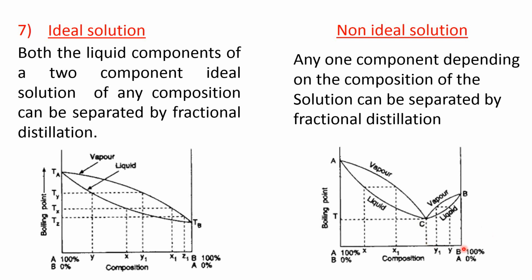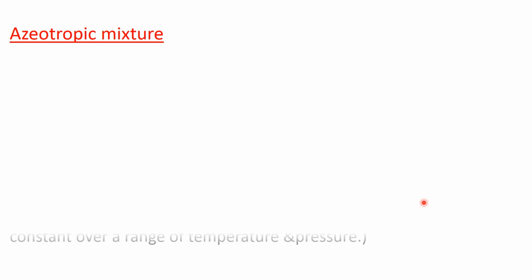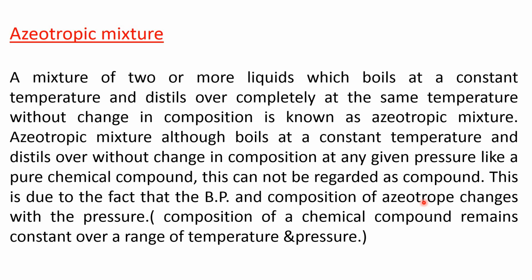Similarly, if you take any composition between B and C, then by fractional distillation the distillate will be Y1, that means close to C. If you repeat it, you can separate C as distillate and B as pure liquid. But A and B at a time you cannot separate. Now, an azeotropic mixture looks like a pure compound because it starts boiling at a particular temperature and the temperature remains constant until all the liquid boils off, but it is not a pure liquid.